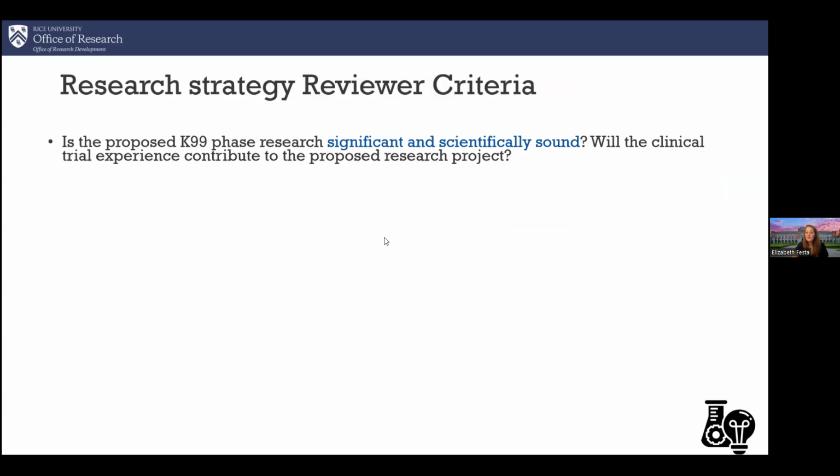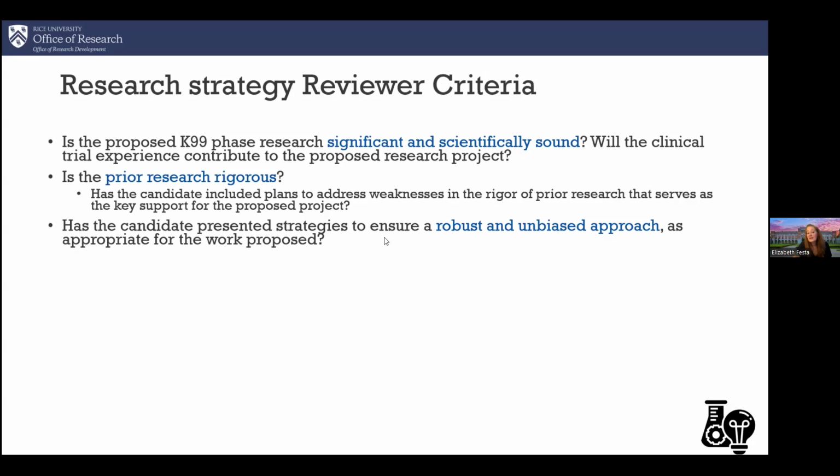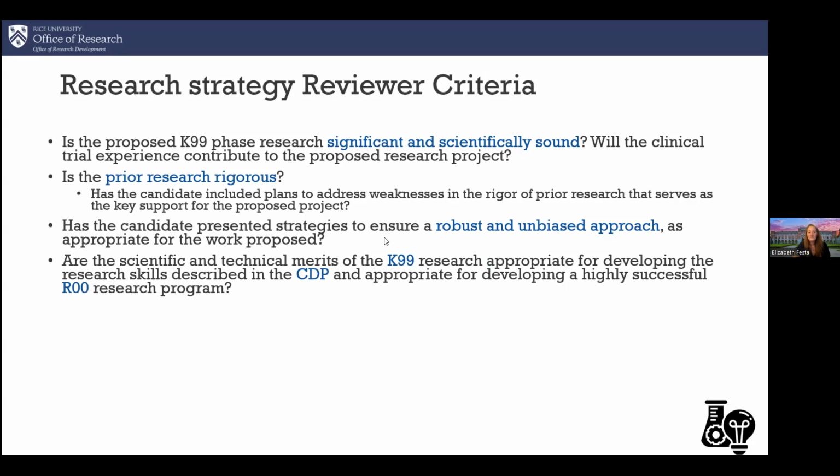First, is the K99 phase research significant and scientifically sound? Is the prior research rigorous? And has the candidate included plans to address weaknesses in the rigor of prior research? So that is very important. Has the candidate presented strategies to ensure a robust and unbiased approach? Are the scientific and technical merits of the K99 research appropriate for developing the research skills described in both the career development plan as well as a highly successful independent research program?